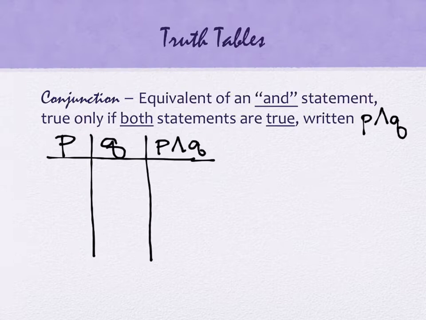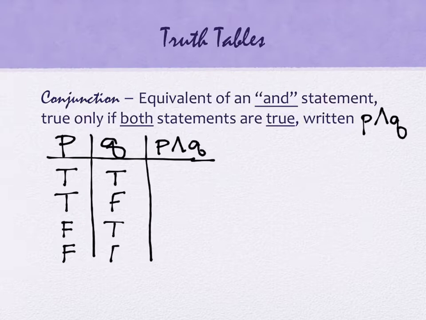Now, one possibility is that P could be true. But if P is true, it could be that Q is true. Or if P is true, it could be that Q is false. They're just two separate statements. But maybe P is not true at all. Maybe P is false and Q is true. Or maybe P is false and Q is also false. Those are the only options, the only combinations that can exist of those different truth values for two statements.